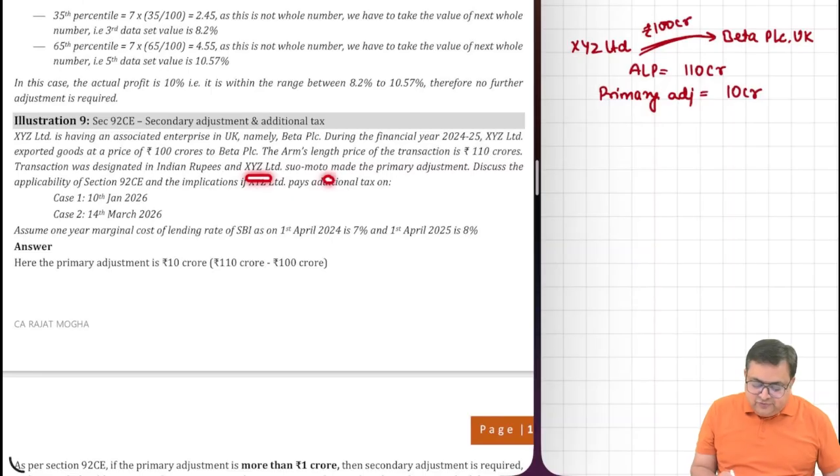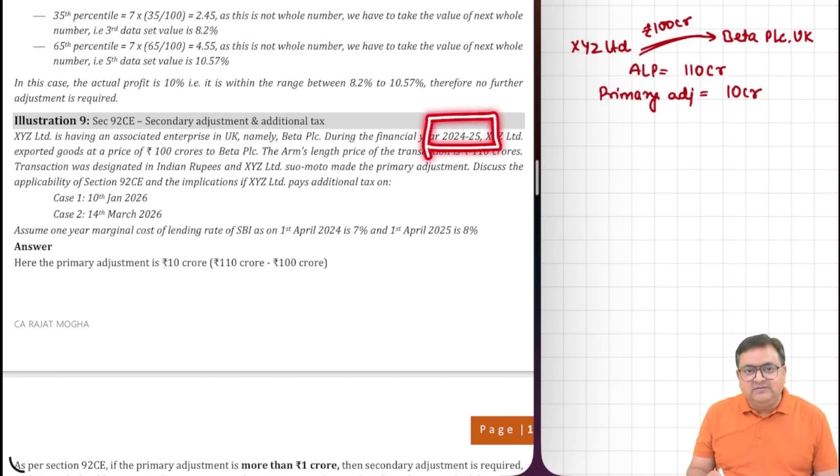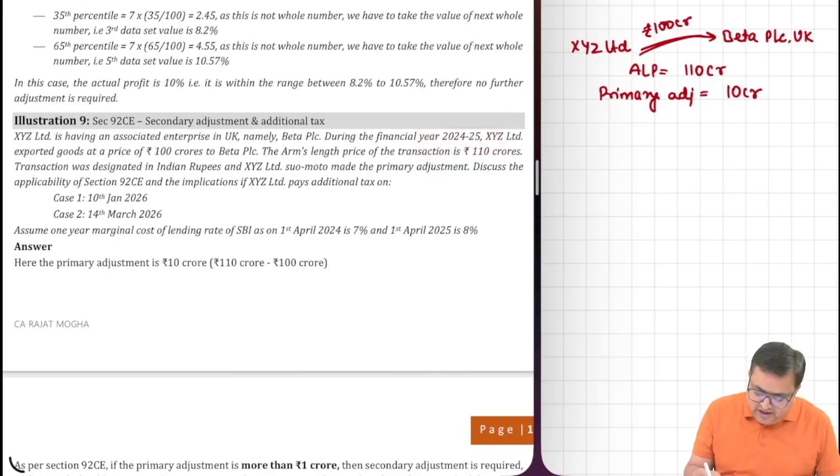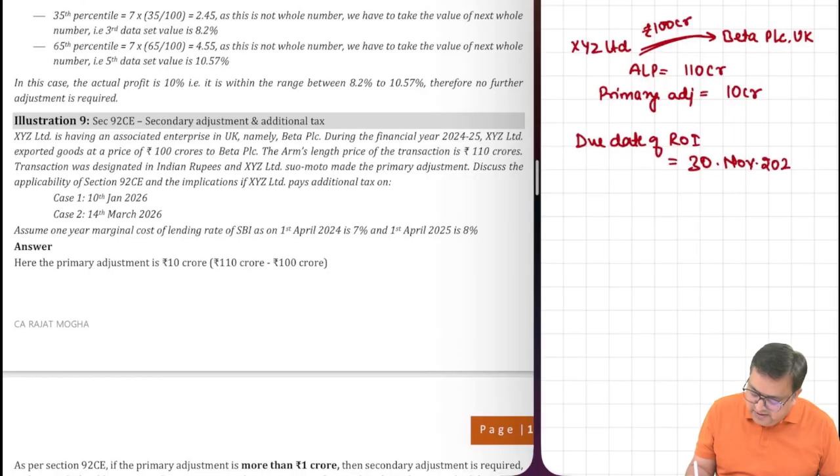And XYZ Limited made the primary adjustment suo motu. So this is the previous year 24-25. So the due date of ROI would have been, because there is an international transaction, 30th November. 30th November of what? Everyone, please tell me. 30th November of 2025, right? You should bring this money from this due date plus 90 days.